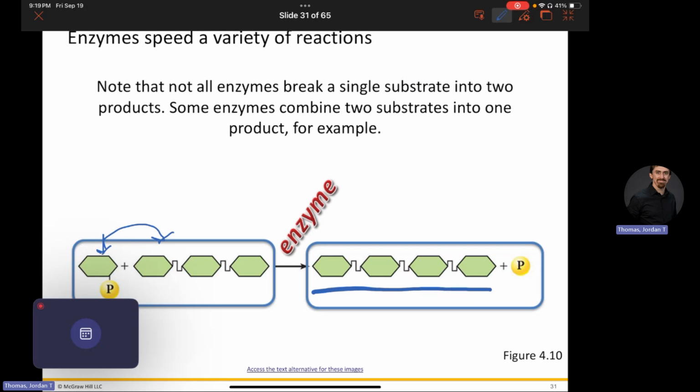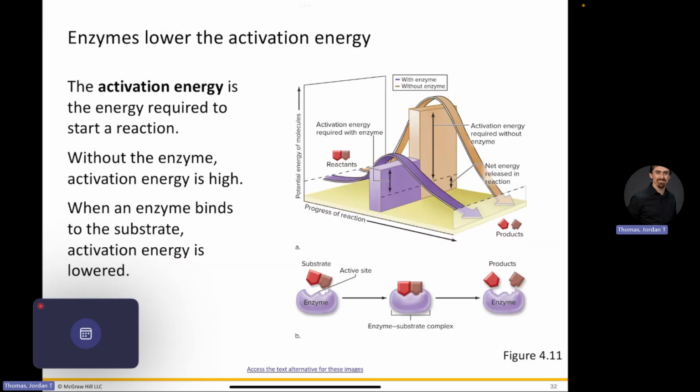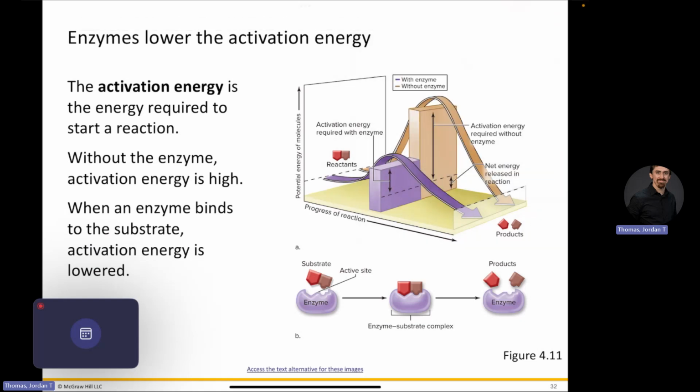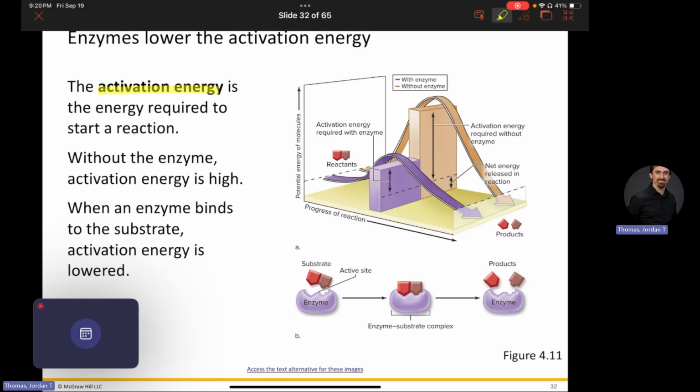But remember, each enzyme is specific because of its active site. An active site only binds with one substrate. Now, how does an enzyme actually make a reaction happen faster? It works on what's called the activation energy. The activation energy is the energy required for a reaction. So energy required to start a reaction.